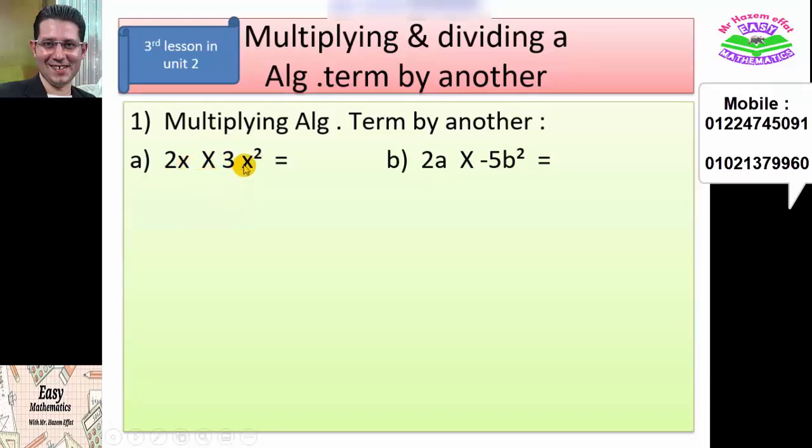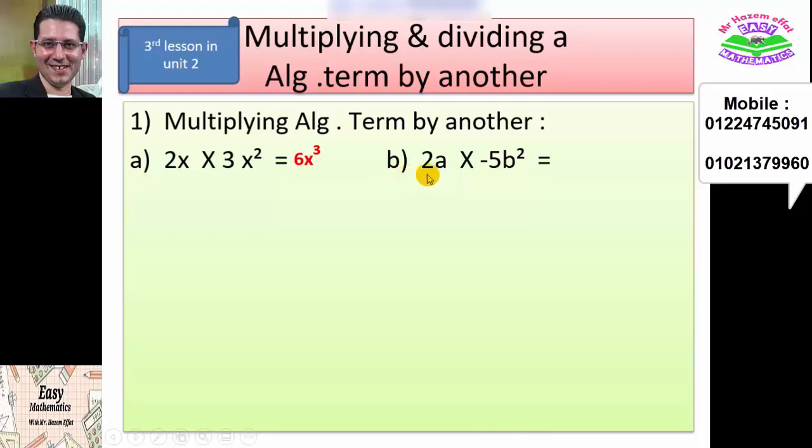And when we multiply algebraic factors by algebraic factors, I mean here x raised to power 1 and x raised to power 2, just write x and add their powers. It will be equal to 6x power 3.